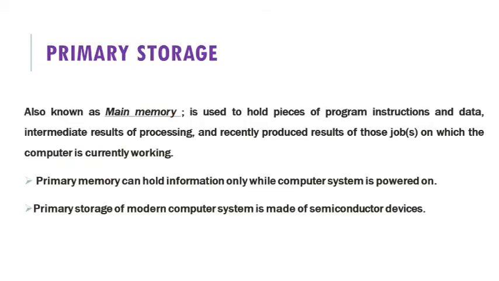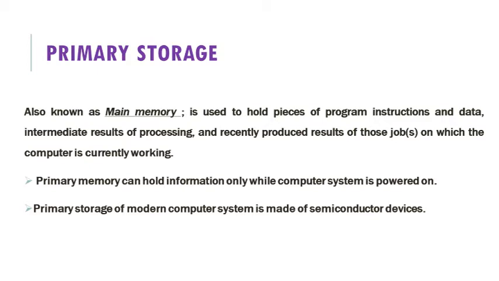The primary storage is also known by the name main memory, and it is used to hold pieces of program instructions and data, intermediate results of processing, and recently produced results of those jobs on which the computer is currently working.